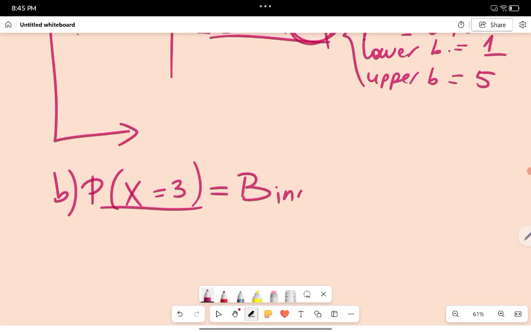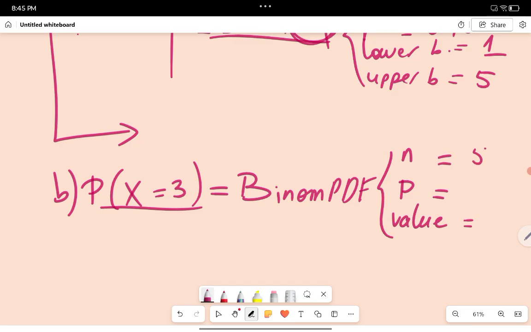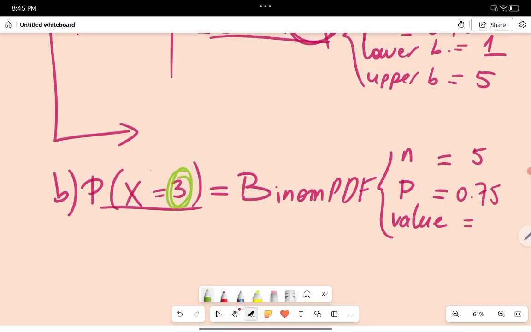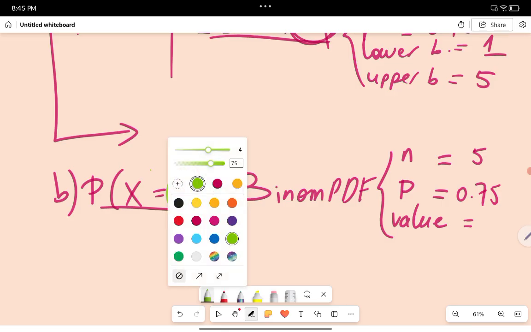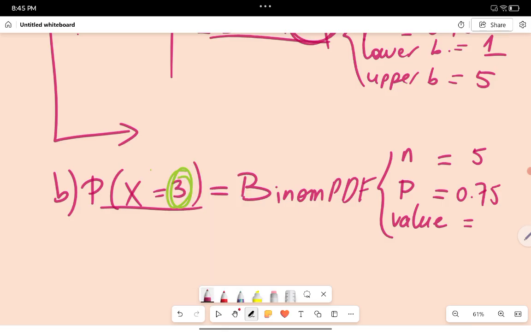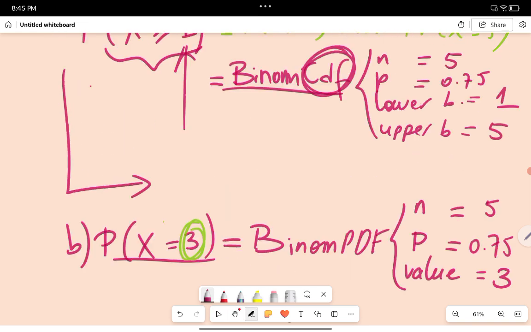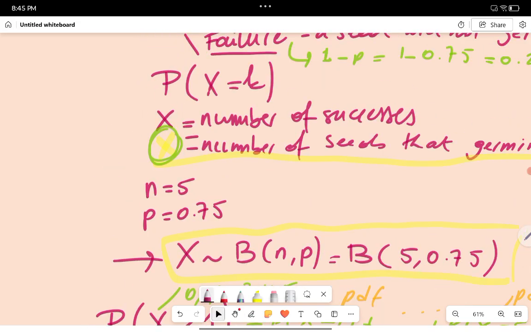So we put binomial PDF, and then you need a few things. You need N, you need P, and the value. So that's quite easy now. N is 5, P is 0.75, and our value, we are looking for 3 successes, 3 seeds that will germinate, so there will be 3 up here. And then again, I don't have the answer, but an answer comes out. And this is how you do this question, guys.